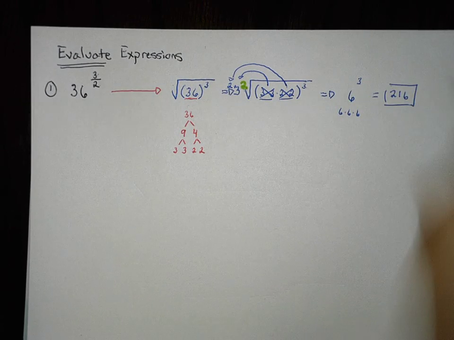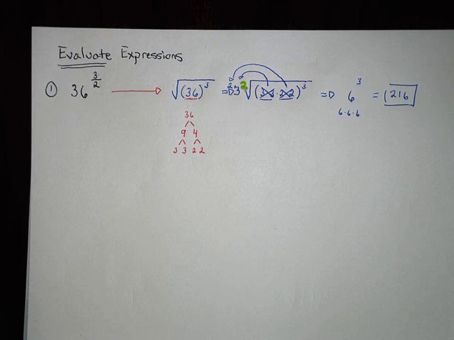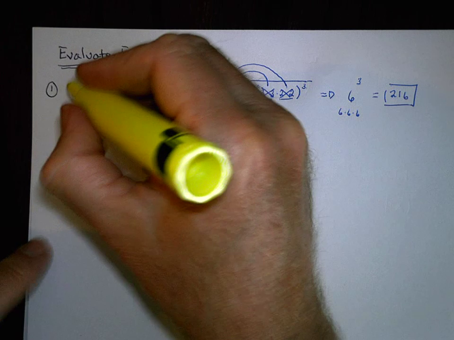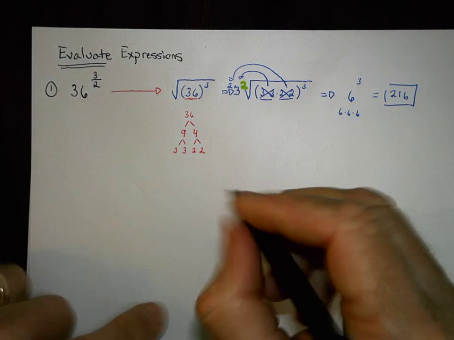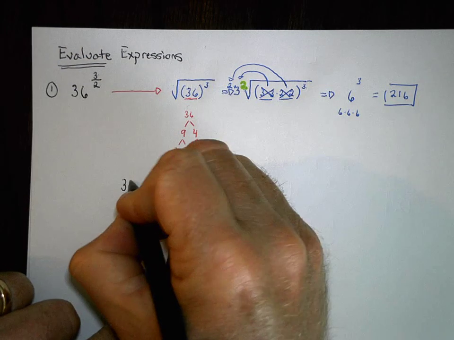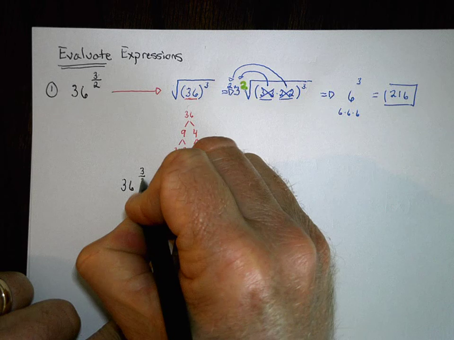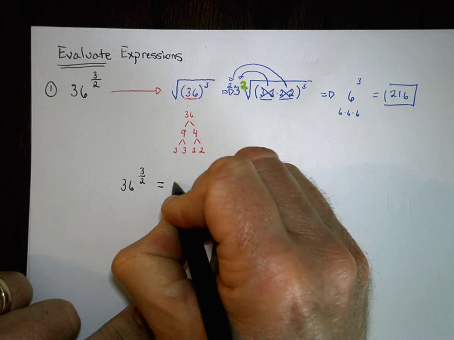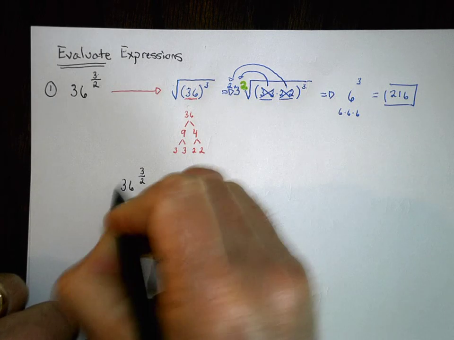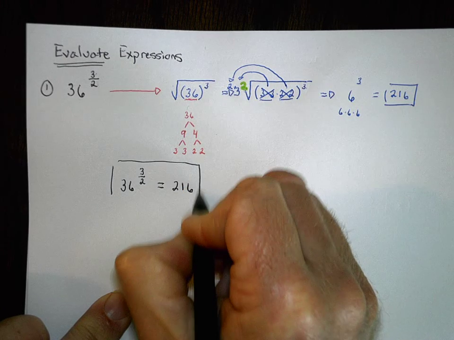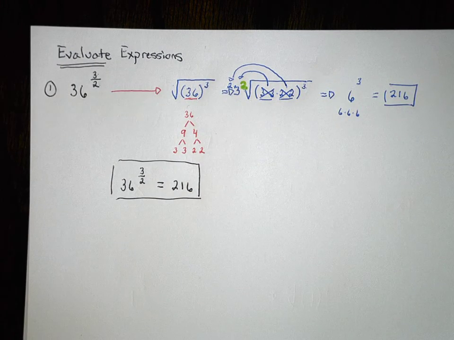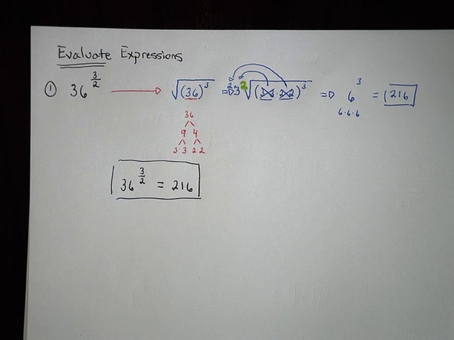Okay, so what are we saying in this problem? We are saying that 36 to the power of 3 over 2 is equal to 216. That would be evaluating 36 to the 3 over 2 power. Okay, and this is the process that we're going to go through. All right, let's do another one, number 2.